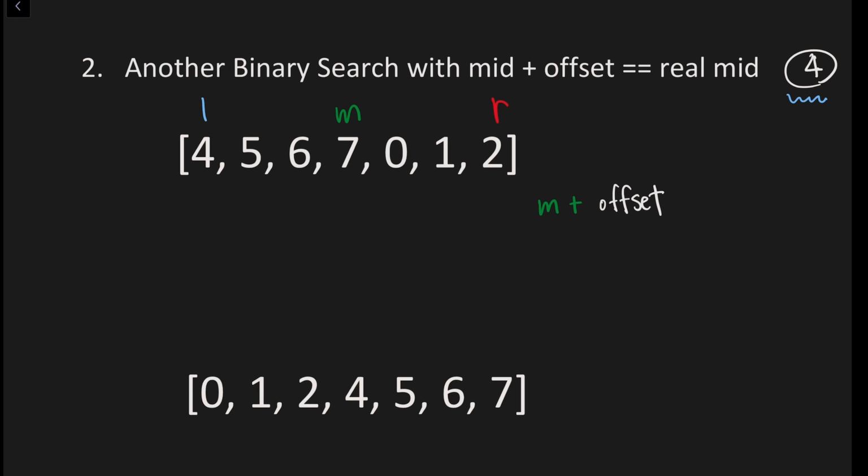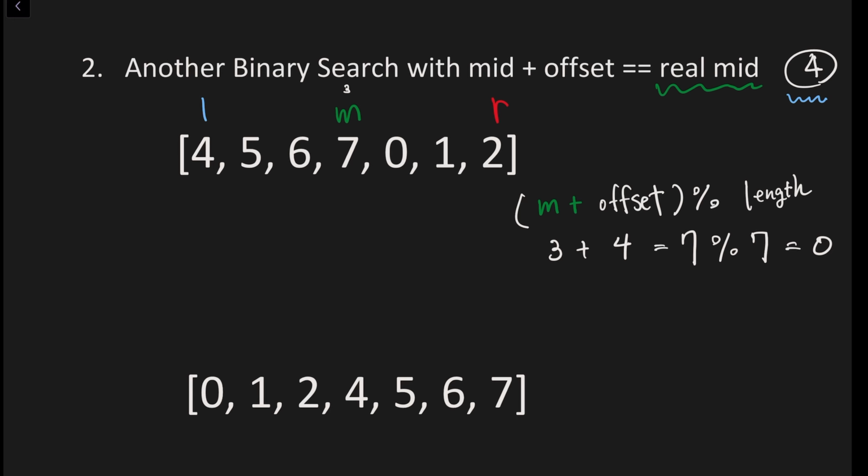So offset was 4. In this case, the midpoint is at the index 0, 1, 2, 3. So we're going to add 3 plus 4. And in this case, there's no index 7. So what we're going to do is modulo the length of the array. The length of the array was 7, so we're going to have 0. So that would be the real midpoint.